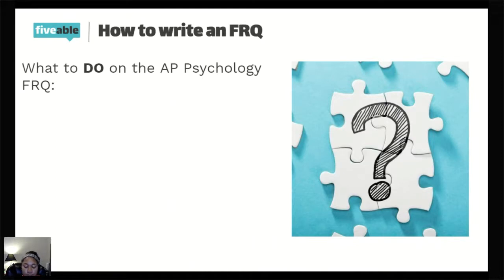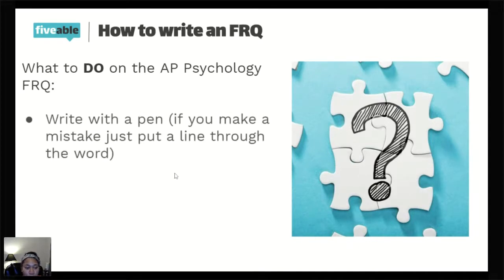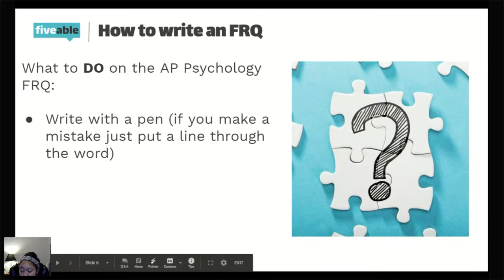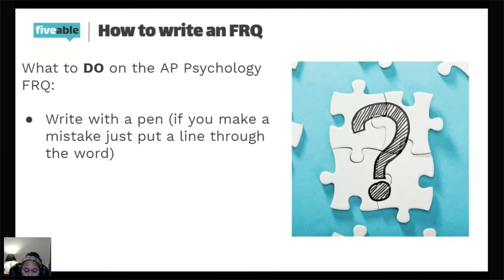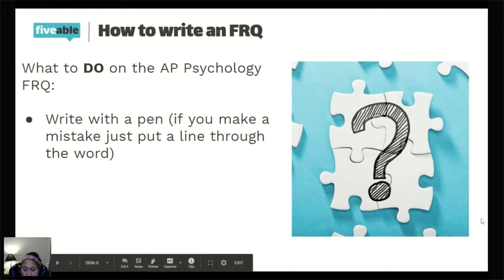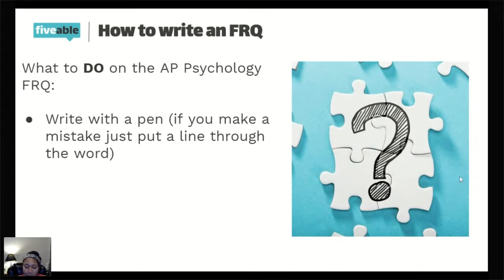So first of all, these are the things that you do want to do when writing an FRQ. Firstly, you want to write with a pen. It's a requirement by the College Board for AP Psychology. You have to write in either a blue or black ballpoint ink pen. So yes, don't forget the pen. And if you make a mistake, completely okay. Just cross out the mistake with a line. Don't scribble or cause too much of a mess. Just put a straight line through the mistake that you made and continue to write.